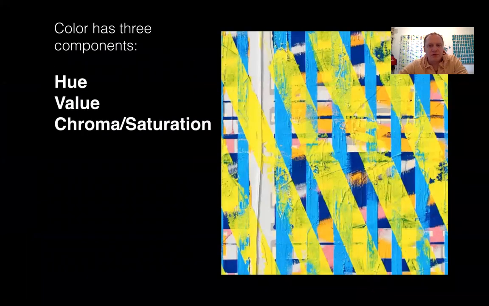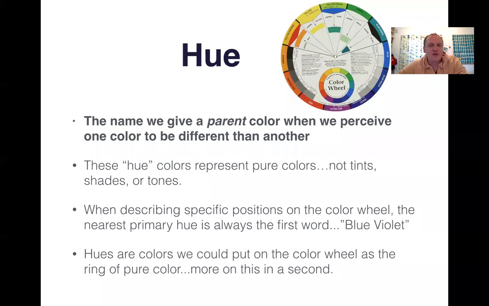Color has three components, as I've mentioned. There's hue, value, and saturation. So hue is the name we give the parent color again. Hues are pure colors. So green is a hue, and then adding white to it makes something like the color lime green. So white is a tint of green. Shading green would be to add black, or adding gray would be toning green.